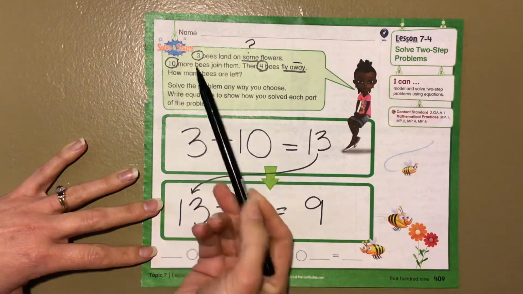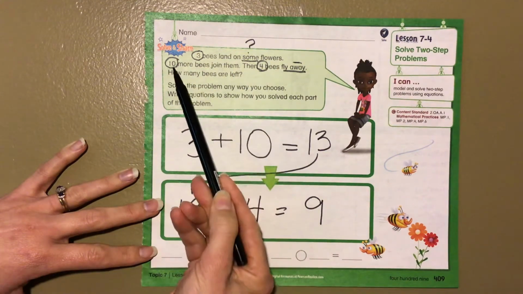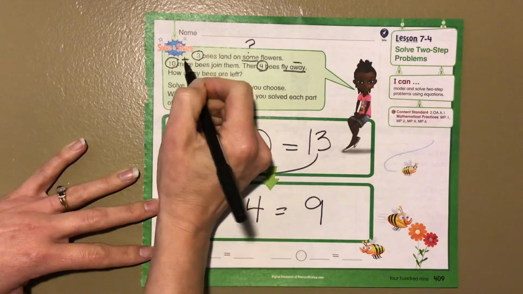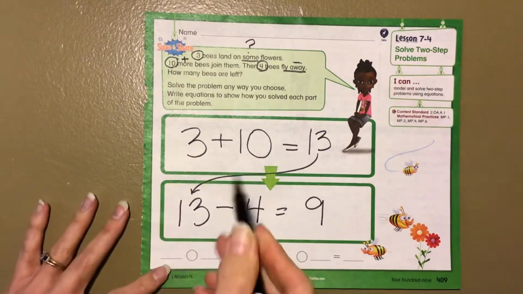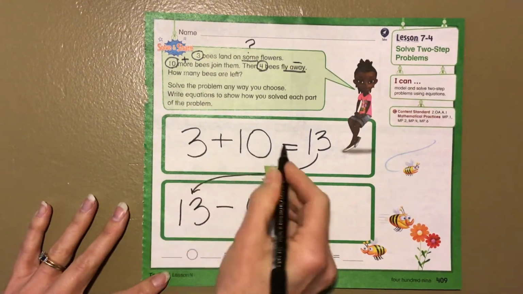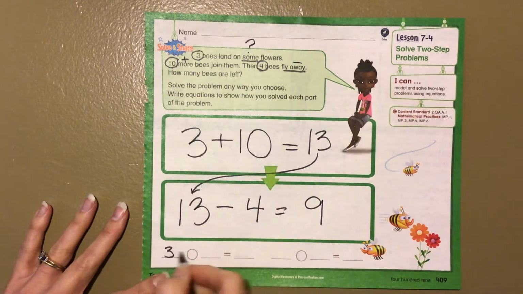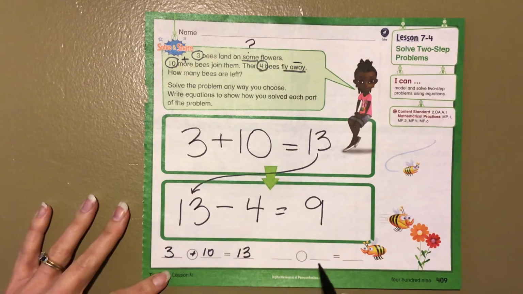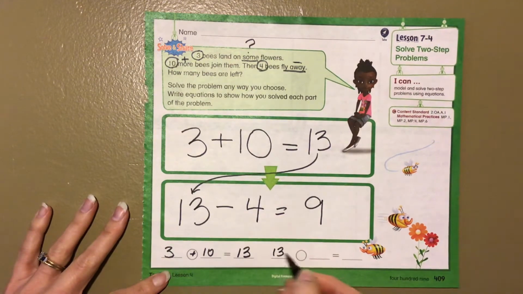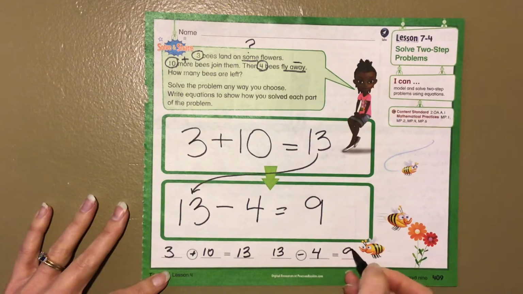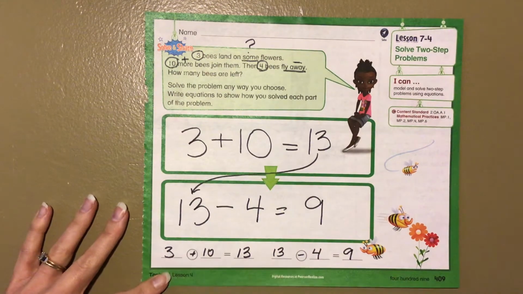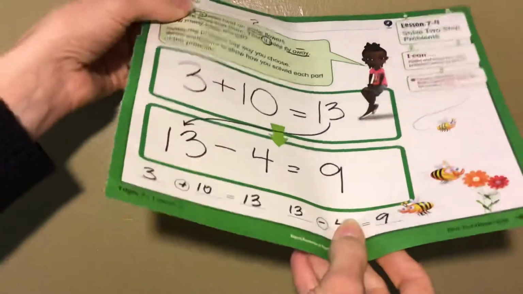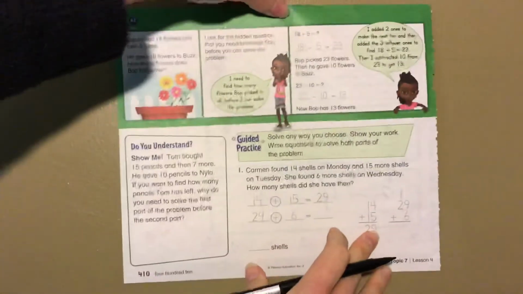Okay, so up here we have 3 bees land on some flowers. 10 more bees join them. More lets us know we're going to be adding. So our equations at the bottom are 3 plus 10 equals 13, and 13 minus 4 equals 9. Okay, so equations are just our math sentences that we write out. All right, let's go ahead and flip this over to the back page here.